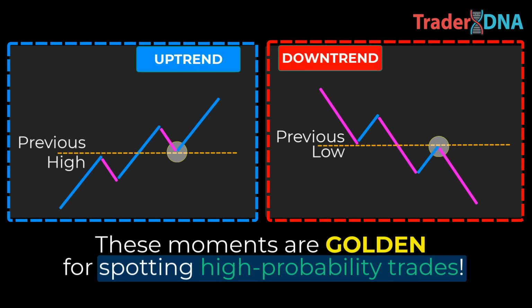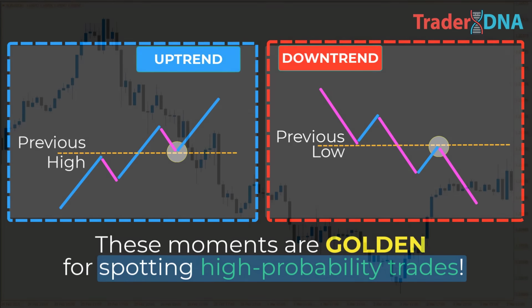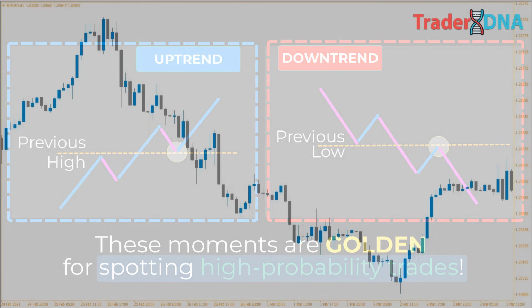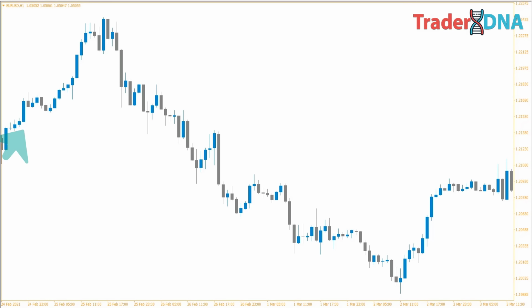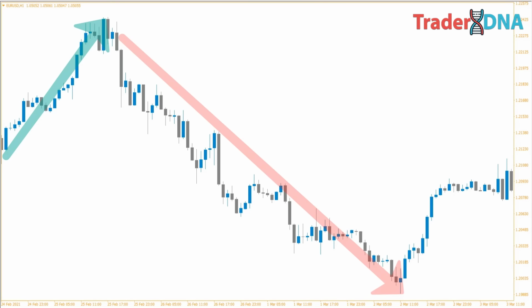There's something super important you absolutely need to understand if you want to succeed in trading. The only markets you should ever trade are the ones with a clear direction, either pushing to the upside in an uptrend or to the downside in a downtrend. These are the golden moments where your trades have the highest chance of success.